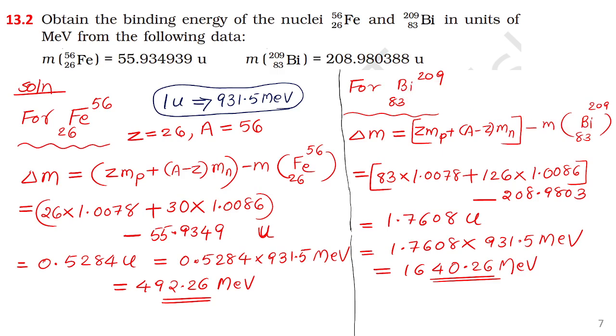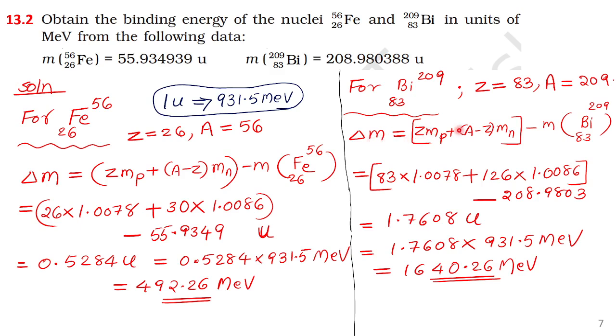If the element is given, initially you may write the values of Z. Z is the lower number, 83, and A is the upper number, 209. So the Z value and A value you have to write first. Is that okay? Clear? Z value and A value. Are you okay?